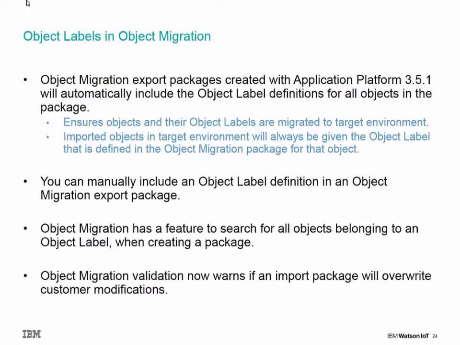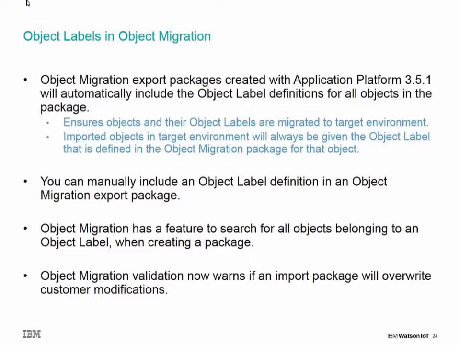Note that imported objects in the target environment will always be given the object label that is defined in the package for that object. So for example, using what I have done so far in this presentation, if I created a package that contains the tri-property business object, at the time of export, the my_company 1.0 object label definition will also be included in the package. In the imported environment, tri-property will be given the my_company 1.0 object label.